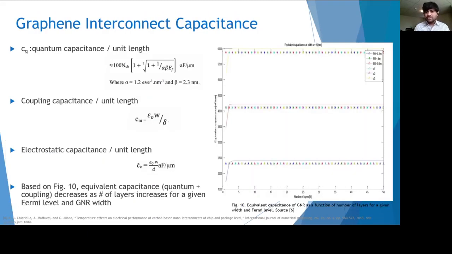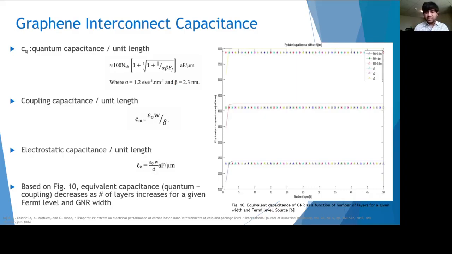So for capacitance, the various capacitance equations are shown here. It's a little difficult to read in figure 10, but it shows that for a given width, in this case 15 nanometers, that's what the title says, equivalent capacitance increases as the number of layers increase, but there's a maximum after which capacitance plateaus. I couldn't find a plot for width versus capacitance, but capacitance tends to increase with width, at least according to the coupling and electrostatic capacitance equations. But I also assume that it plateaus at some point.